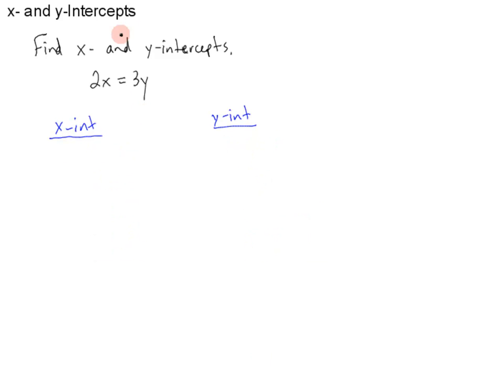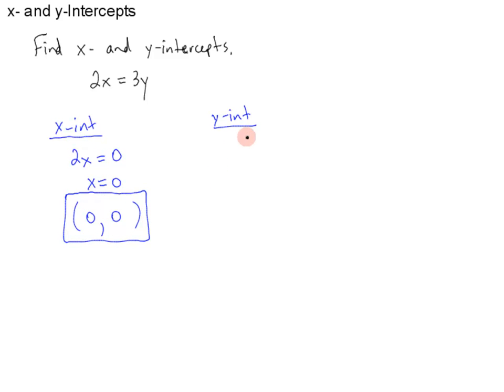Here we do the same thing. If x is 0, or sorry, for the x-intercept, y is 0, so you get 2x equals 3 times 0, which is 0. Divide by 2, and you get x equals 0. So for the x-intercept, x is 0, and the y is by default 0, so you get the ordered pair (0, 0), which is the origin.